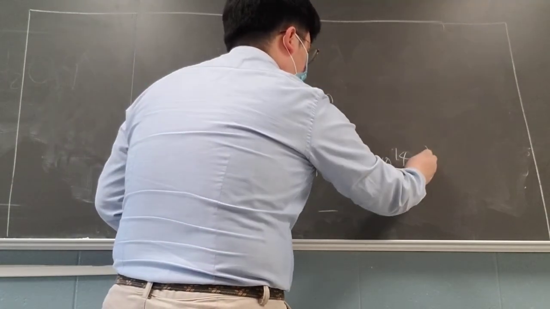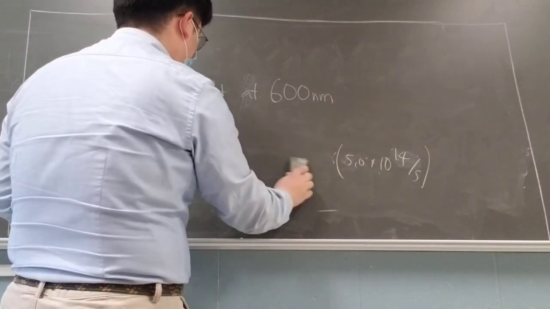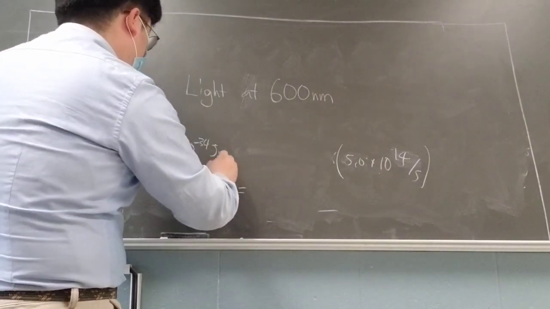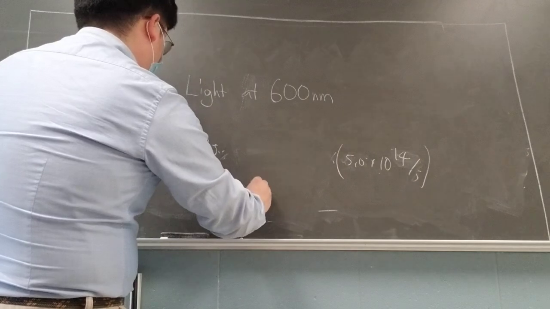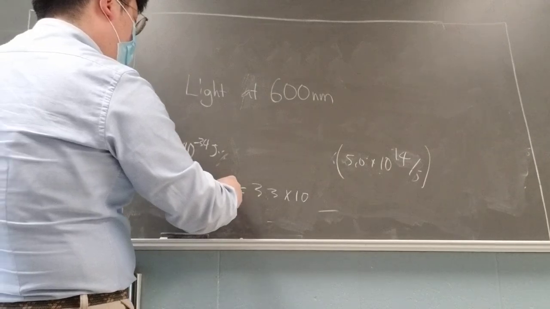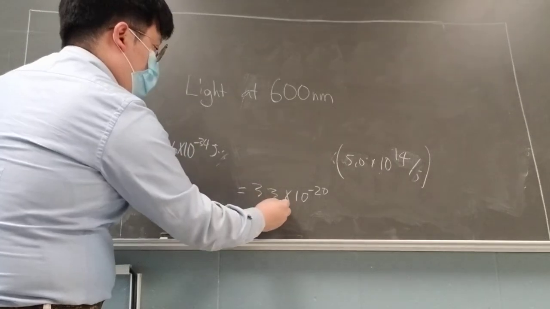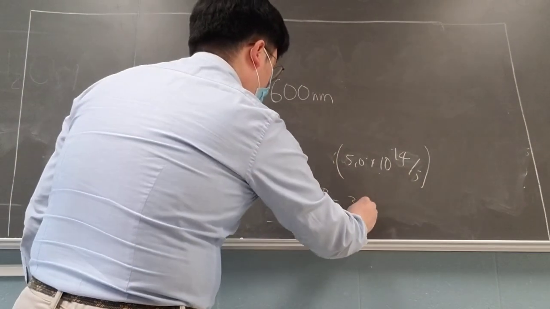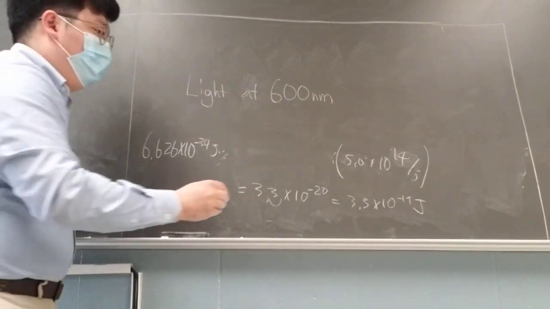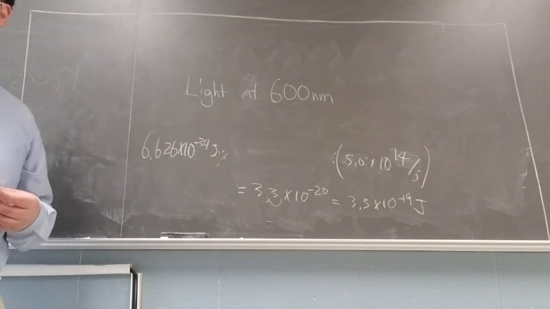Now we got the frequency by doing this, and now the job is done. You just need to multiply these two. If you do this, it will be approximately 3.3 times 10 to the... 33.2 something, and this is still negative 20. But I want to move this point right here, so it will be 3.3 times 10 to the negative 19. So we got the number there.